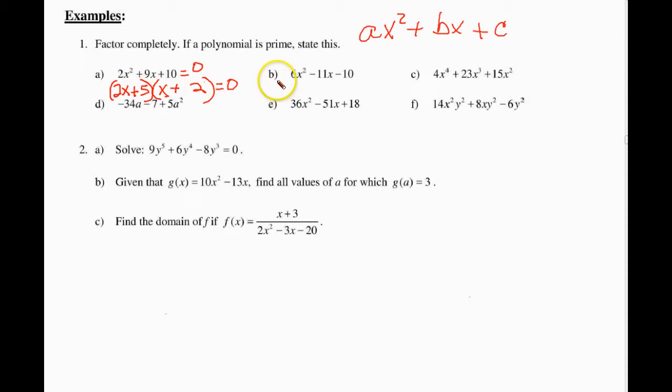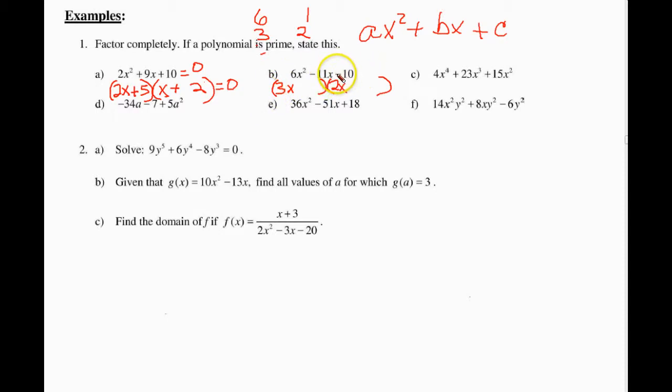All right, let's go on to B. It's in standard form. Now, when you have a 6 here in this first position, it could be a 6 and a 1, could be a 3 and a 2, could also be a 2 and a 3 and a 1 and a 6. But it looks like, to me, and again, it's guess and check, it's going to be a 3x and a 2x. Okay.